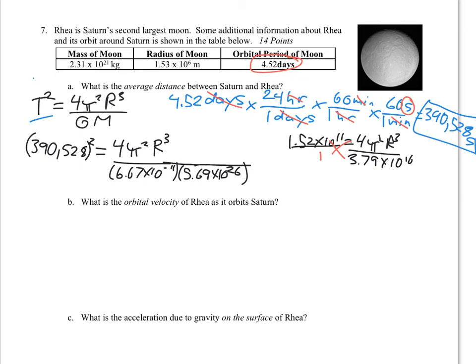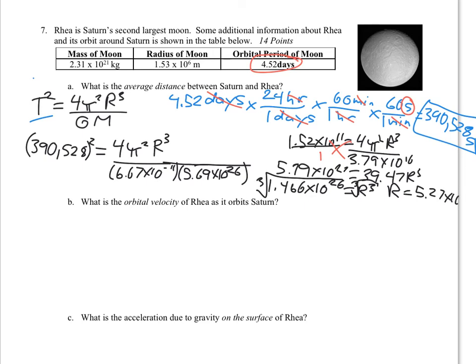And so I end up getting 5.77 or 5.79 times 10 to the 27th is equal to 39.47 r cubed. So that means when I divide by that 39.47, I get 1.466 times 10 to the 26th equals r cubed. I'm going to take the cube root of both sides, and I find that r is going to be 5.27 times 10 to the 8th.